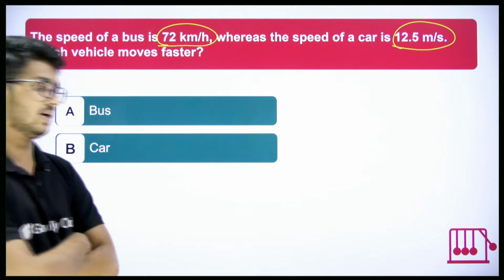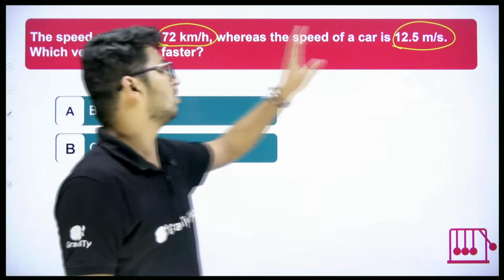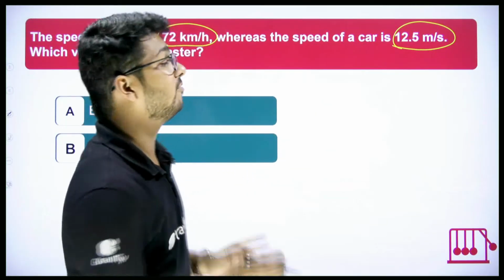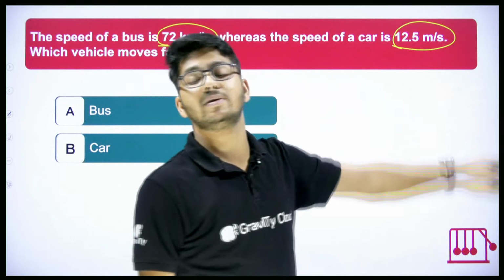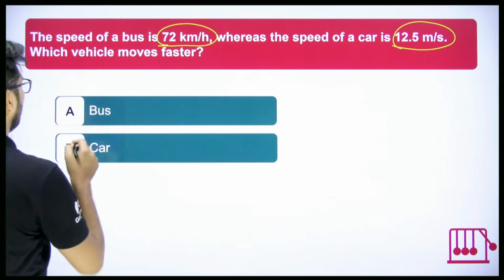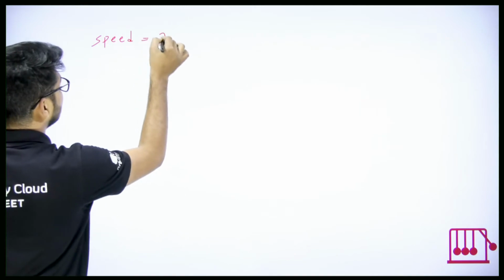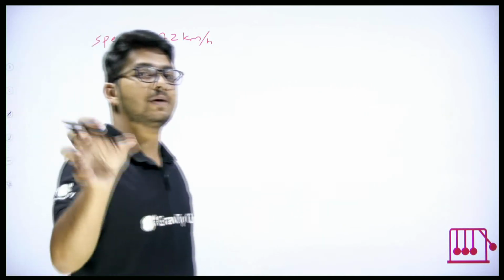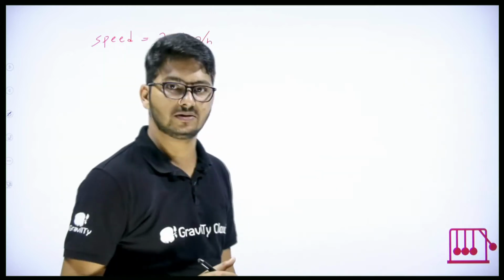Which vehicle moves faster? Now, if I look at the number, 72 is more than 12.5. Only when I look at the number. But when you look carefully at the unit, here the speed is kilometer per hour, here the speed is meter per second. So we cannot directly compare them. So what we will do is, I'll take this speed, given as 72 kilometer per hour. I will convert kilometer per hour into meter per second. And then we can compare the two speeds.